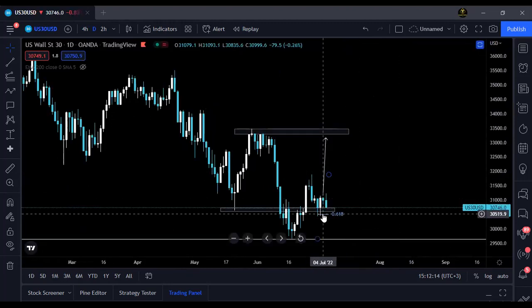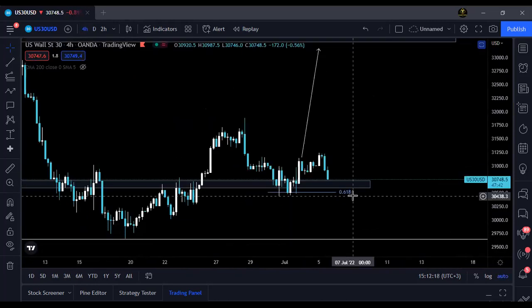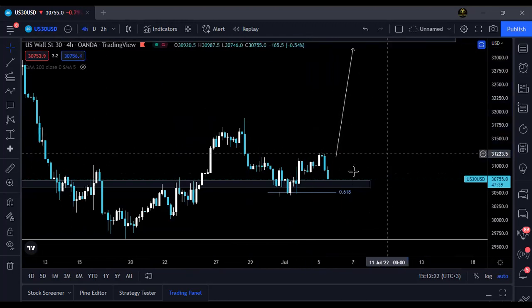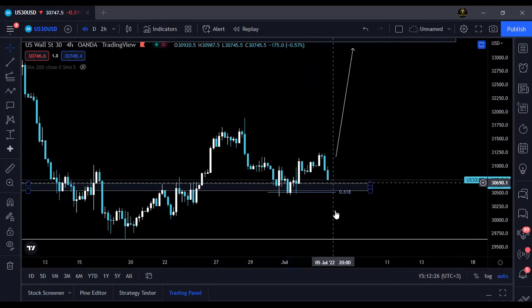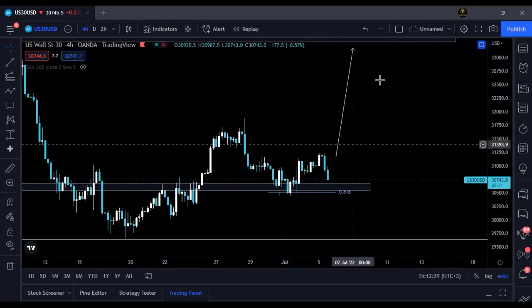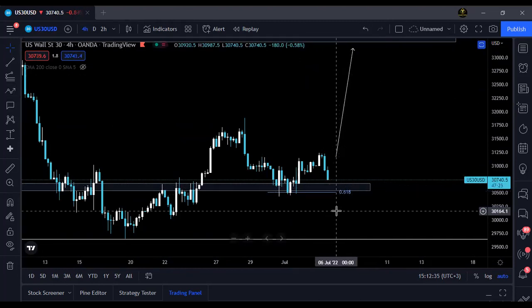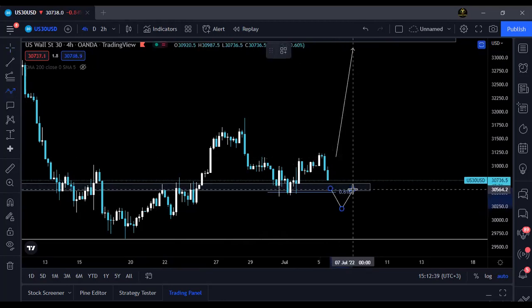US30, prices have bounced off here, 0.618, but right now are currently in a strong bearish momentum. I'll be watching to see how prices play out in this zone. If they bounce off, then I'll be getting my bulls, buying all the way up there. If they break below here, then I'll be selling, because then the structure will have been broken, right?